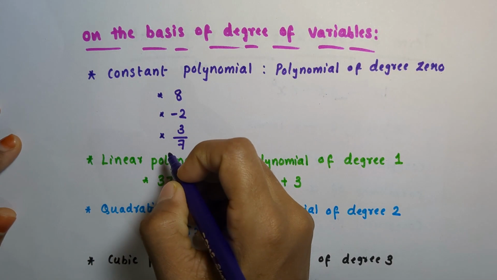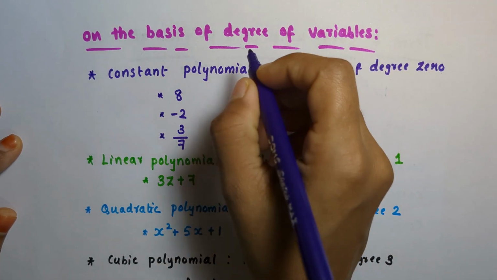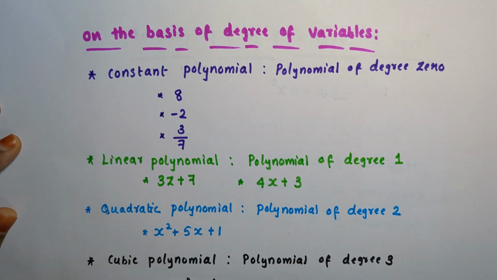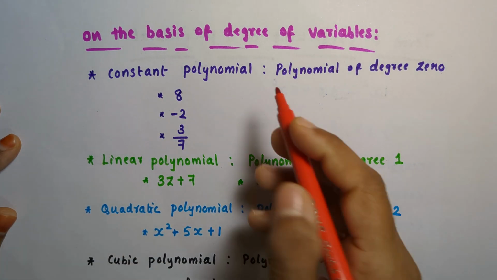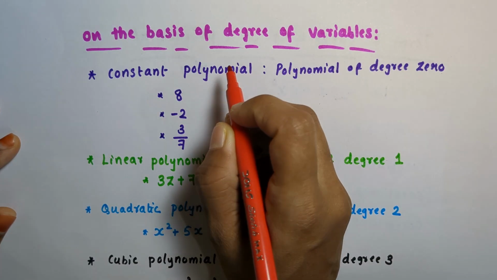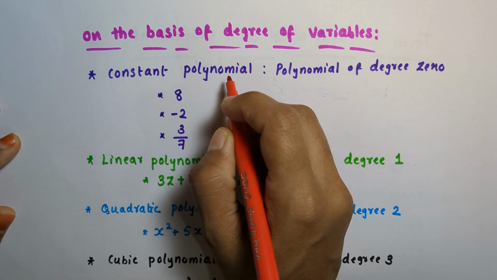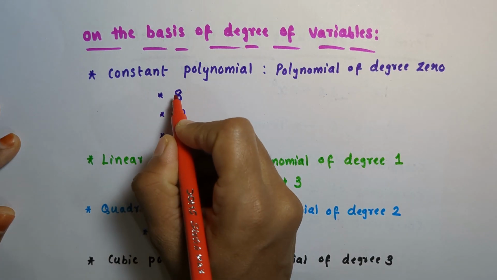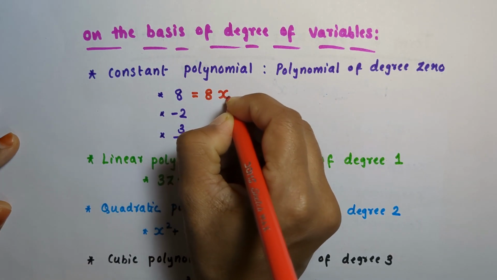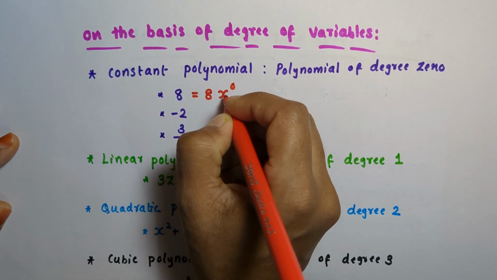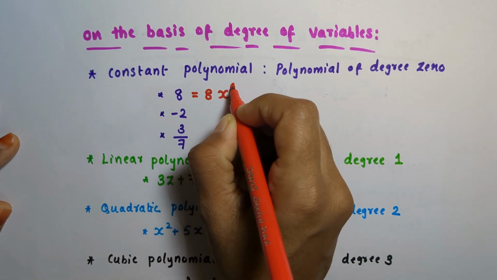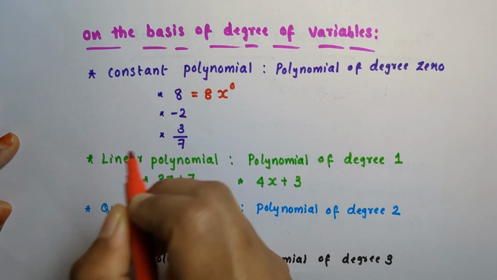Now let us talk about the classification of polynomials on the basis of degree. The first one is a constant polynomial. What is meant by a constant polynomial? It is a polynomial of degree 0. For example, 8 is a constant polynomial, because 8 means 8 into x raised to 0, and x raised to 0 means 1. So the power of the variable x is 0. That is why it is called a constant polynomial.